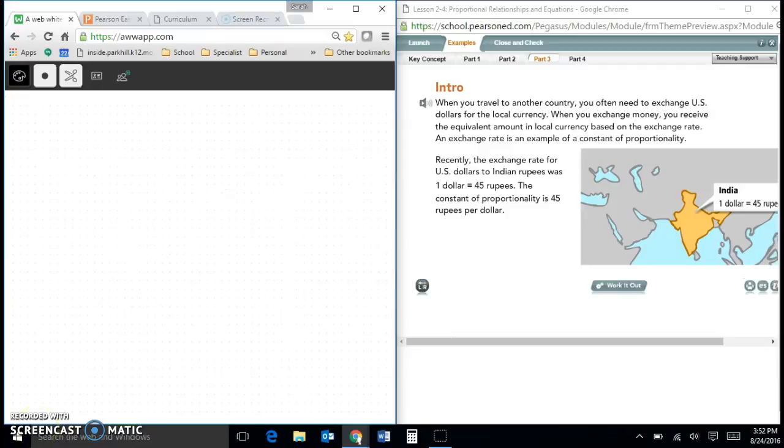All right. Part 3 starts off with this long introduction talking about traveling to another country. It says, when you travel to another country, you often need to exchange US dollars for the local currency. When you exchange money, you receive the equivalent amount in local currency based on the exchange rate. An exchange rate is an example of a constant of proportionality. Recently, the exchange rate for US dollars to Indian rupees was $1 is 45 rupees. The constant of proportionality is 45 rupees per dollar.